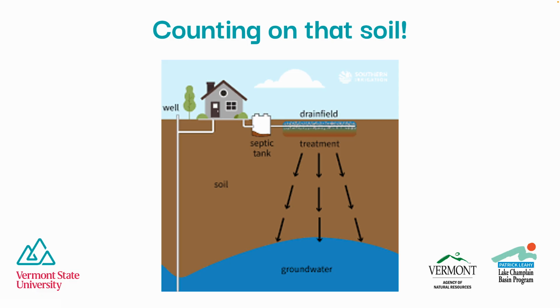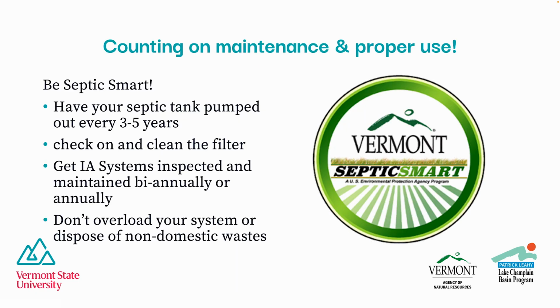We're also counting on the maintenance and proper use of all of Vermont's on-site wastewater treatment systems. Be septic smart. Be sure you know what maintenance is necessary for your system. For a traditional system, have your septic tank pumped out every 3 to 5 years. Check on and clean the filter if necessary twice a year, depending on use. If you have an IA system, it must be inspected and maintained biannually or annually by an approved service provider. And keep good wastewater habits. Don't overload your system or dispose of non-domestic wastes in your sinks or toilets.